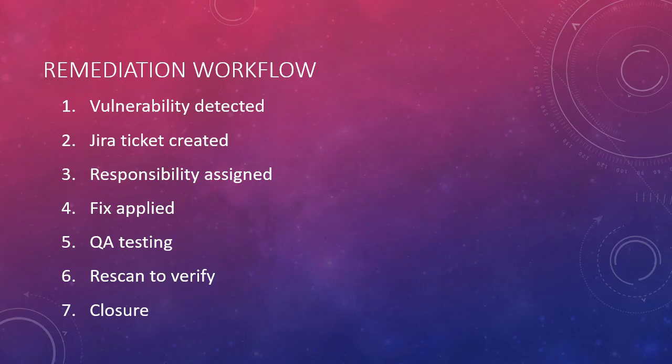Before closure, QA performs regression testing to ensure the fix does not introduce new issues or break functionality for users. Finally, a rescan validates that the vulnerability has been completely eliminated. Only after verification is the ticket closed. This prevents false positives and ensures completeness.